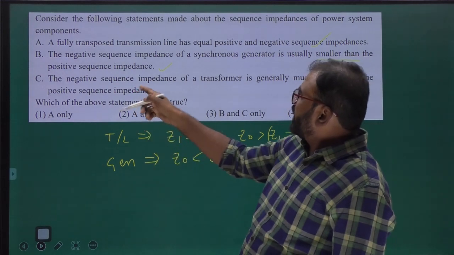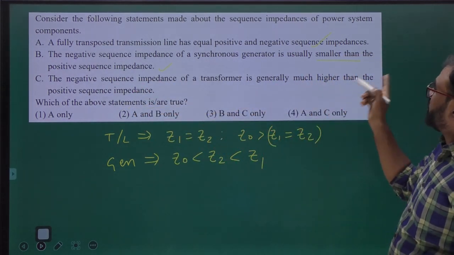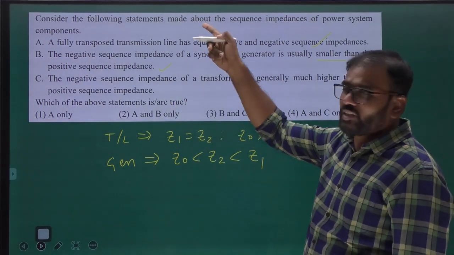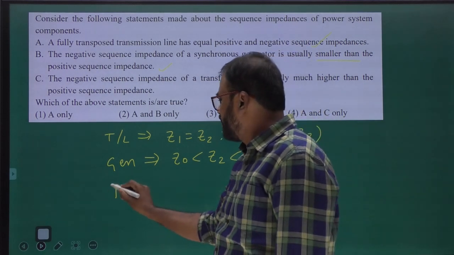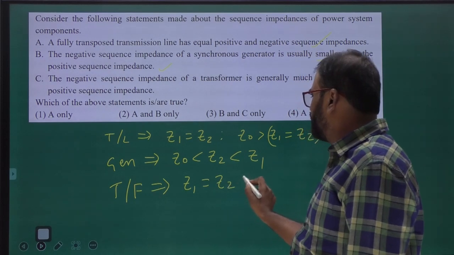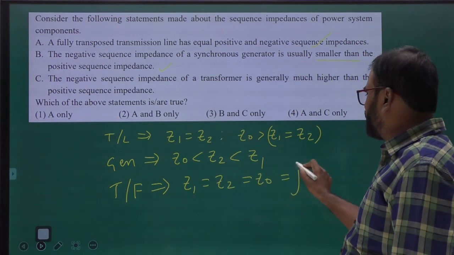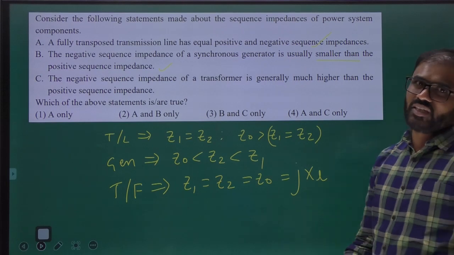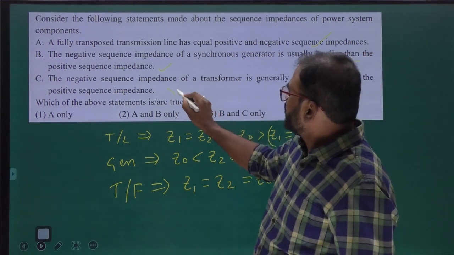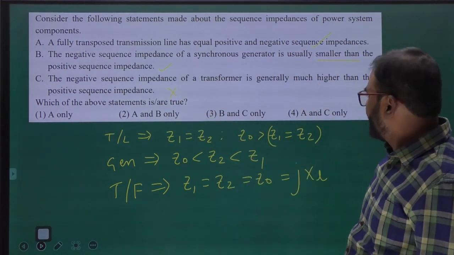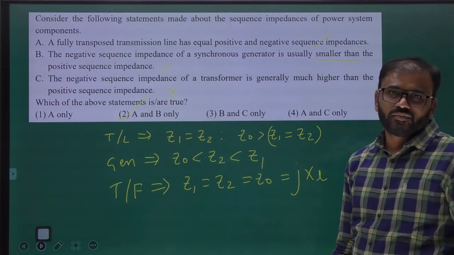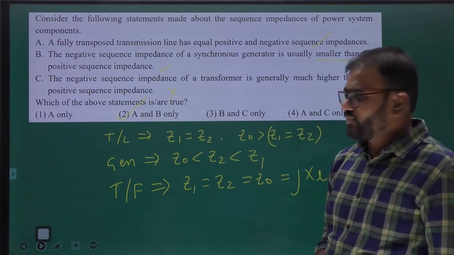And the third one: the negative sequence impedance of a transformer is generally much higher than the positive sequence impedance. Actually, this is not true. This is only true for a transmission line. For a transformer, all the sequence impedances, that means Z1, Z2 and Z0, are equal. That represents only the leakage impedance, otherwise the leakage reactance, of the transformer. So this is not a correct statement. So A and B are correct, and if you see the options, option 2 is the correct one. Now, we'll move on to the next question.